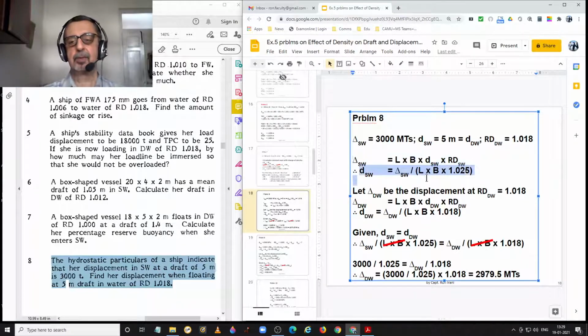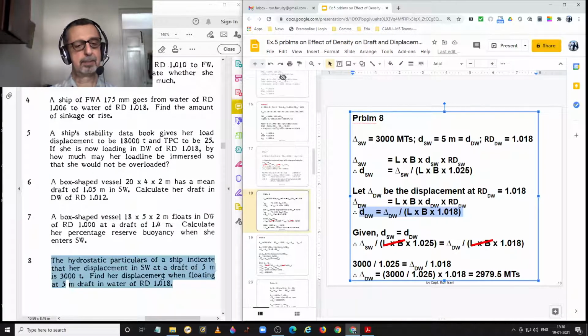Therefore, draft in salt water is equal to displacement in salt water divided by length into breadth multiplied by 1.025. Displacement in dock water of 1.018 is equal to length into breadth into draft in dock water multiplied by relative density of dock water. Therefore, draft in dock water is equal to displacement in dock water divided by length into breadth multiplied by 1.018, being the relative density of the dock water.